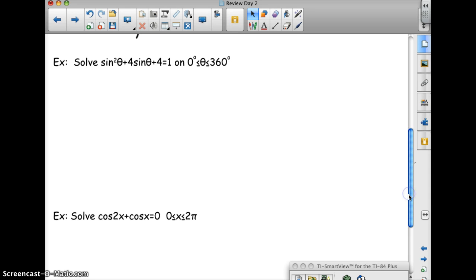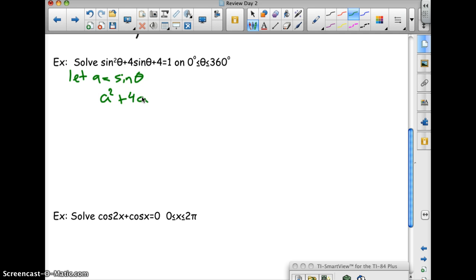Okay. Solve sine squared theta plus 4 sine theta plus 4 equals 1. Look, this is a quadratic. I've got a sine squared there, and the other one is in terms of sine as well. So what I'm going to do in this case is let a equal the sine of theta, and then rewrite it using a's: a squared plus 4a plus 4 equals 1. And then you solve this just like you would any normal quadratic.